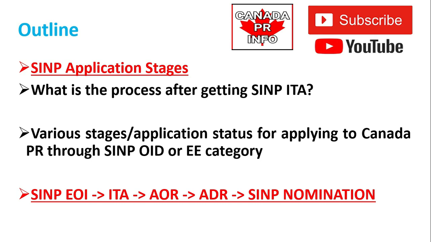And in order to get SINP nomination, your SINP application will follow various stages such as SINP expression of interest, means EOI profile creation, invitation to apply, acknowledgement of receipt, means AOR, document submission, additional document request, and finally SINP nomination letter. So overall, in this video you will get to know about all the SINP application status that your application will go through to receive SINP nomination. Okay friends, so watch the video till the end to know all these things.